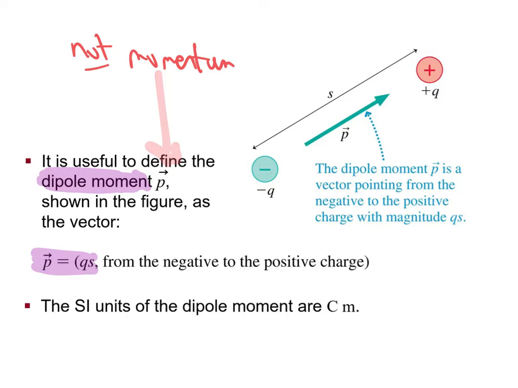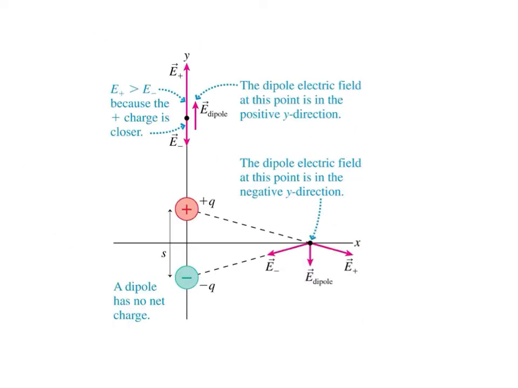Probably not really worth emphasizing too much, but they do here. Since we have Q times S, we have C times M, or coulombs times meters as the unit. Even though the dipole has no net charge, it definitely has a field. We can look at two important cases.